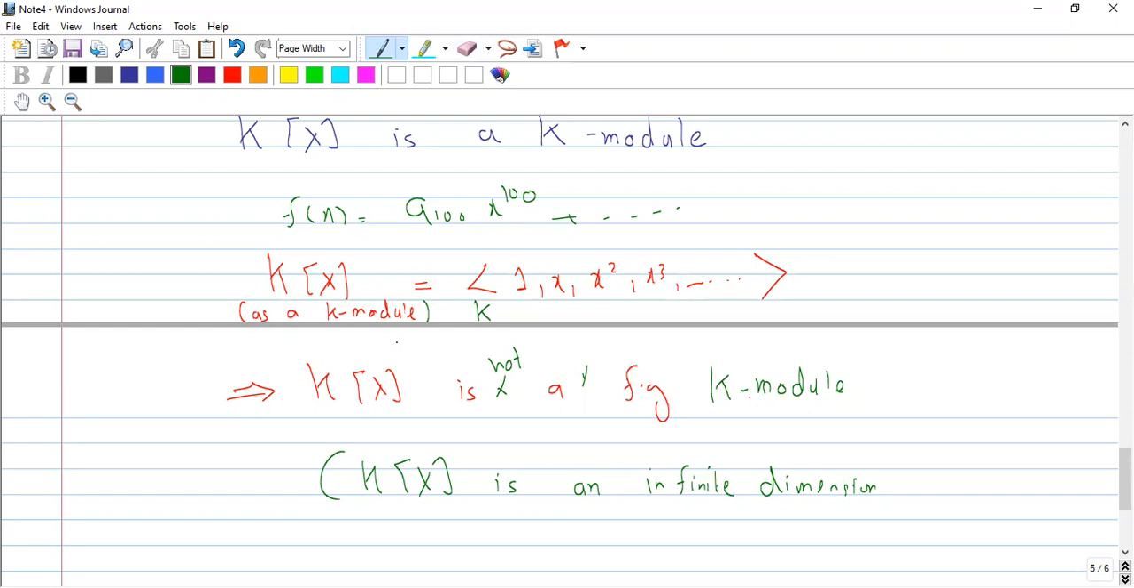Okay, so k[x] is not a finitely generated module, and moreover you can say that k[x] is an infinite dimensional k-vector space. अगर आप इसको वेक्टर स्पेस की तरह देख रहे हैं, तो इट इज एन इनफिनिट डायमेंशनल वेक्टर स्पेस ओवर k आप कह लें.